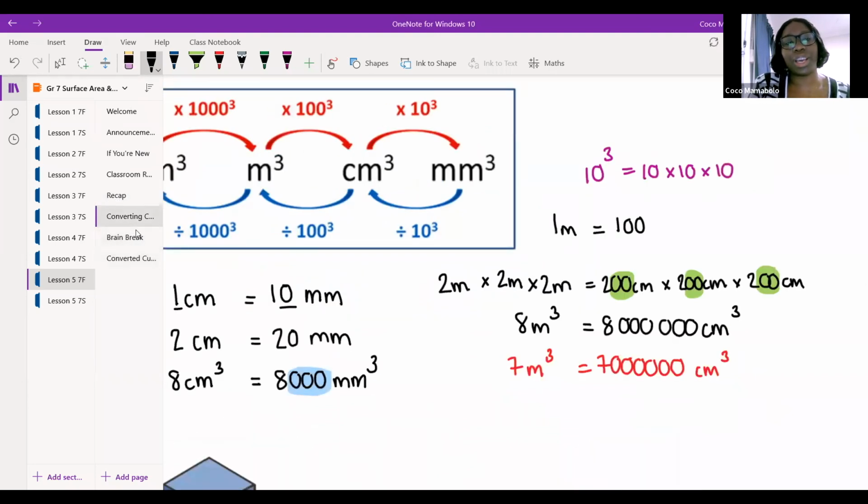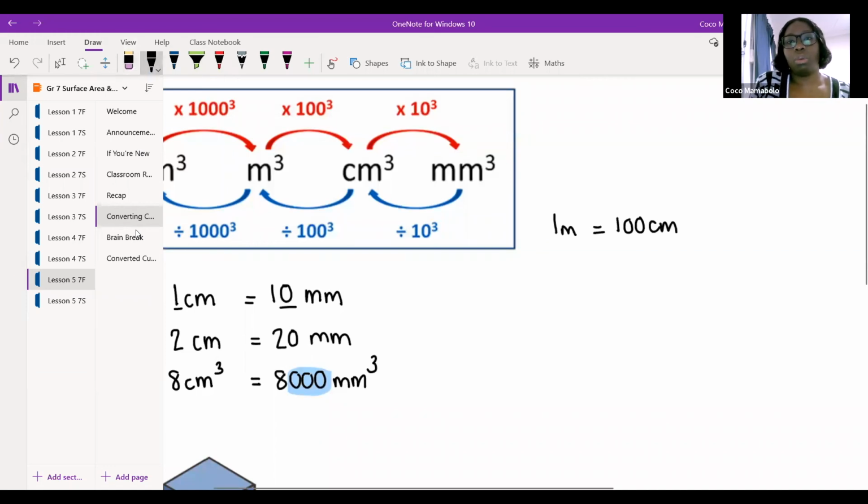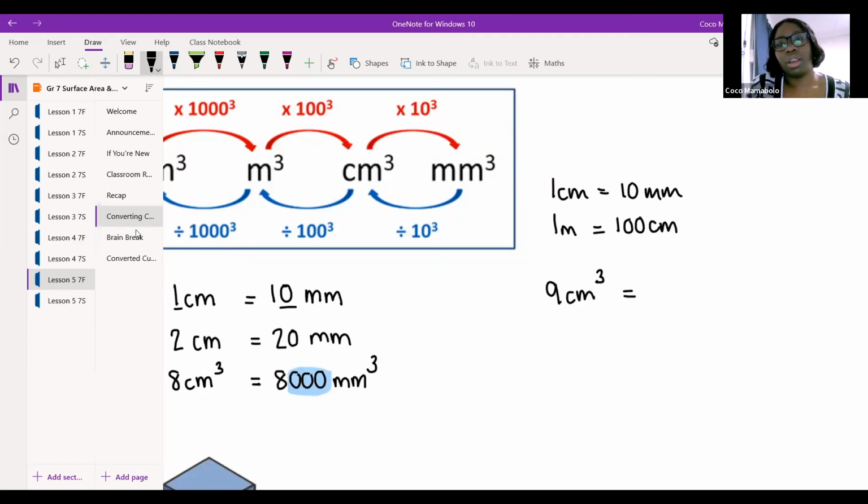And I just want to see if you guys get what I'm saying. Okay, before we continue, hold on, guys. If I ask you guys, this should be centimeters, and I'm going to remind you quickly. Let me just write here, 1 centimeter is equal to 10 millimeters. If I say to you guys, I have 9 centimeters cubed, how many millimeters cubed am I going to get?